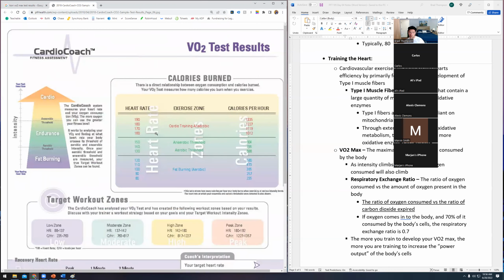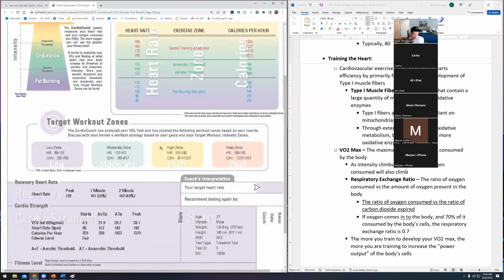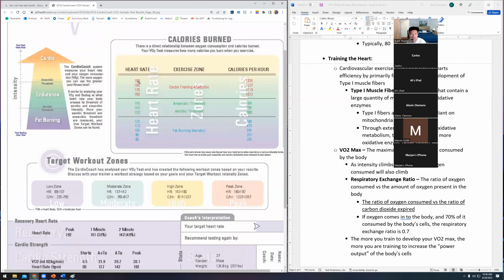So you take a look at this person right here. They got them on the treadmill and they got their heart rate up to about 190. This person's probably about 20 years old, I would assume. Where's their age? 27. So they got their heart rate up to about 190, which is really high. And that's when they hit their VO2 max. That's where they had to tap out.